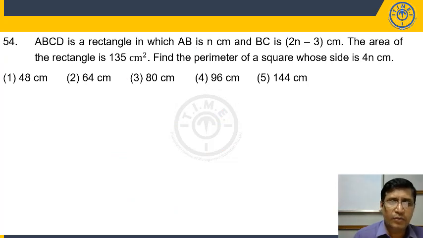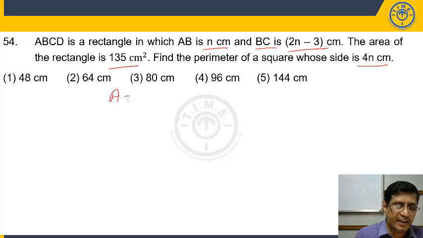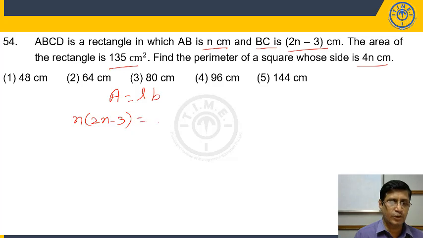A rectangle in which AB is n centimeter, BC is 2n minus 3. Area of the rectangle is given, perimeter of the square whose side is 4n to be found. Okay, now what is the area formula? Area of a rectangle is equal to length into breadth. Length into breadth means n into 2n minus 3 is equal to 135. Solving this, we get the quadratic equation 2n square minus 3n minus 135 is equal to 0.